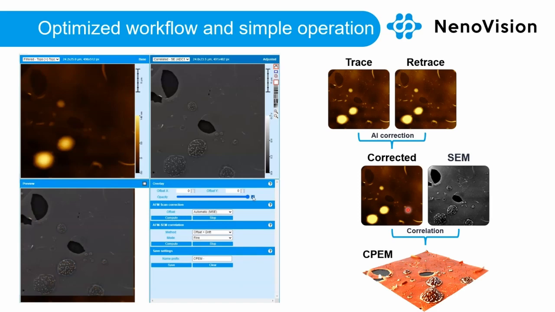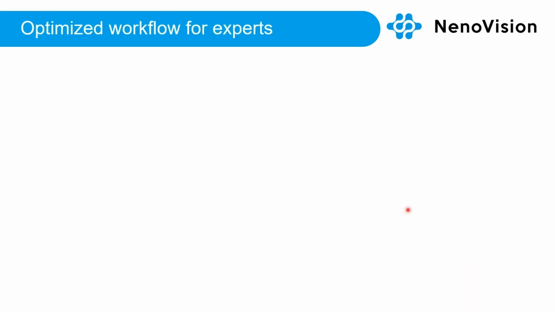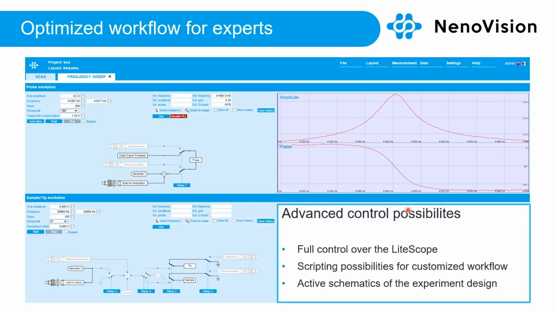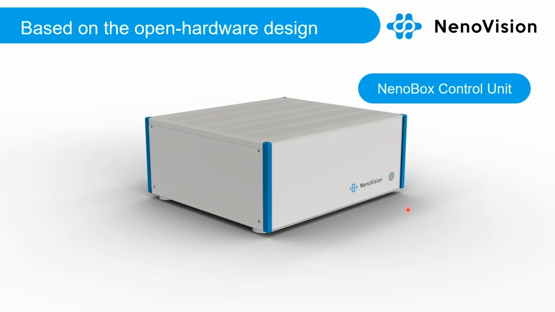So you see, within a few clicks, you are able to get rid of the artifacts and correlate the AFM and SEM data. We think also about the experts. So I just wanted to assure you that we implemented also the workflow for the people who like to play with the parameters and would like to optimize everything by themselves. So there is still full control of the LiteScope. We have implemented active schematics, which can help you to advise and drive your experiment, and still you can utilize the scripting possibilities to customize your workflow.